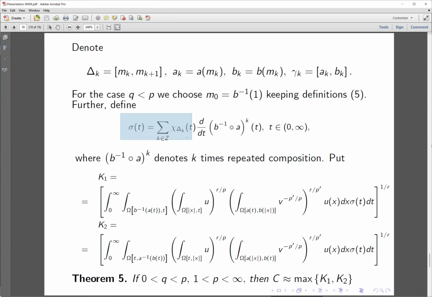notation. In particular, this one is taken from the paper by Heinig. And finally, I forgot to put here that in the theorem we should have this inequality that Q is less than P. I forgot to put it here. So for the case when Q is less than P, we have this statement. The best constant C is equivalent to the maximum of two constants K1 and K2.